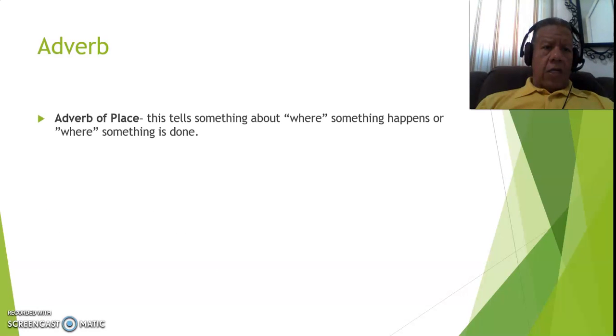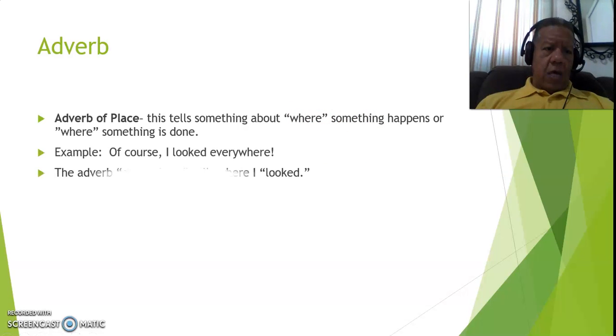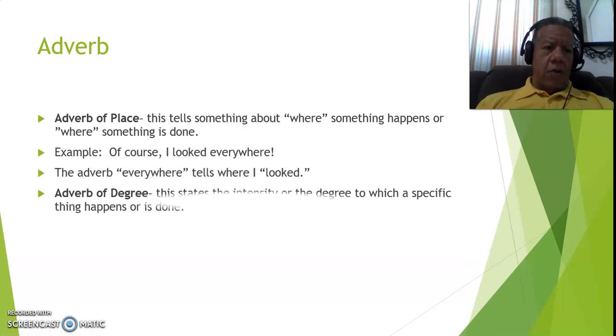Otro tipo de adverbio que tenemos es adverb of place. This tells something about where something happens or where something is done. Los adverbios de lugar nos dicen dónde algo es hecho o realizado. We got here some examples about that.